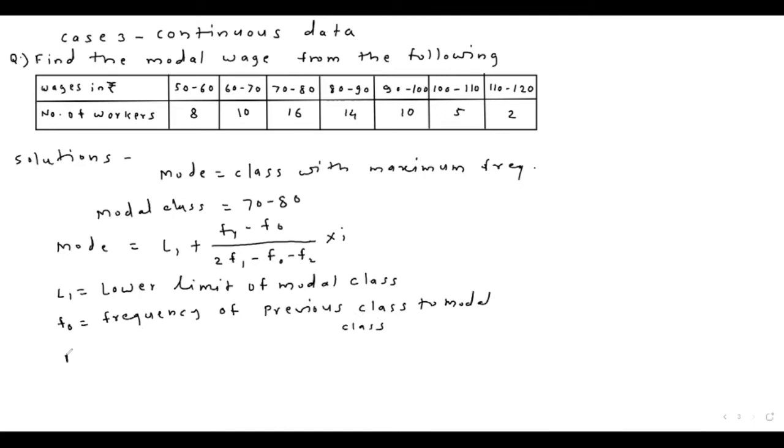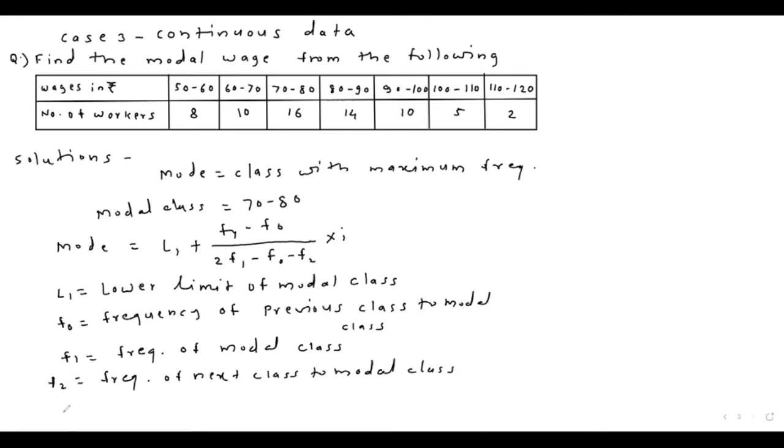Then we have F1, which is the frequency of the modal class. And F2 is the frequency of the next class to the modal class. And we have the last value as I. I is nothing but the class interval of the modal class.